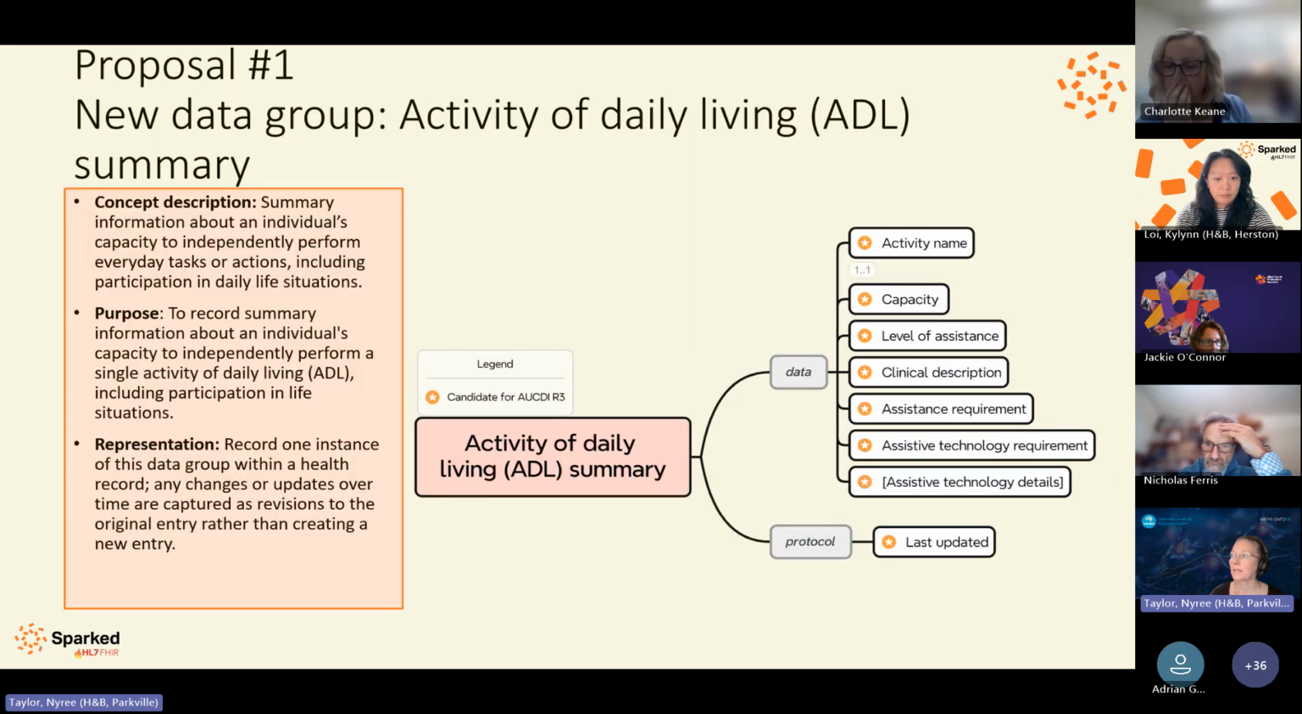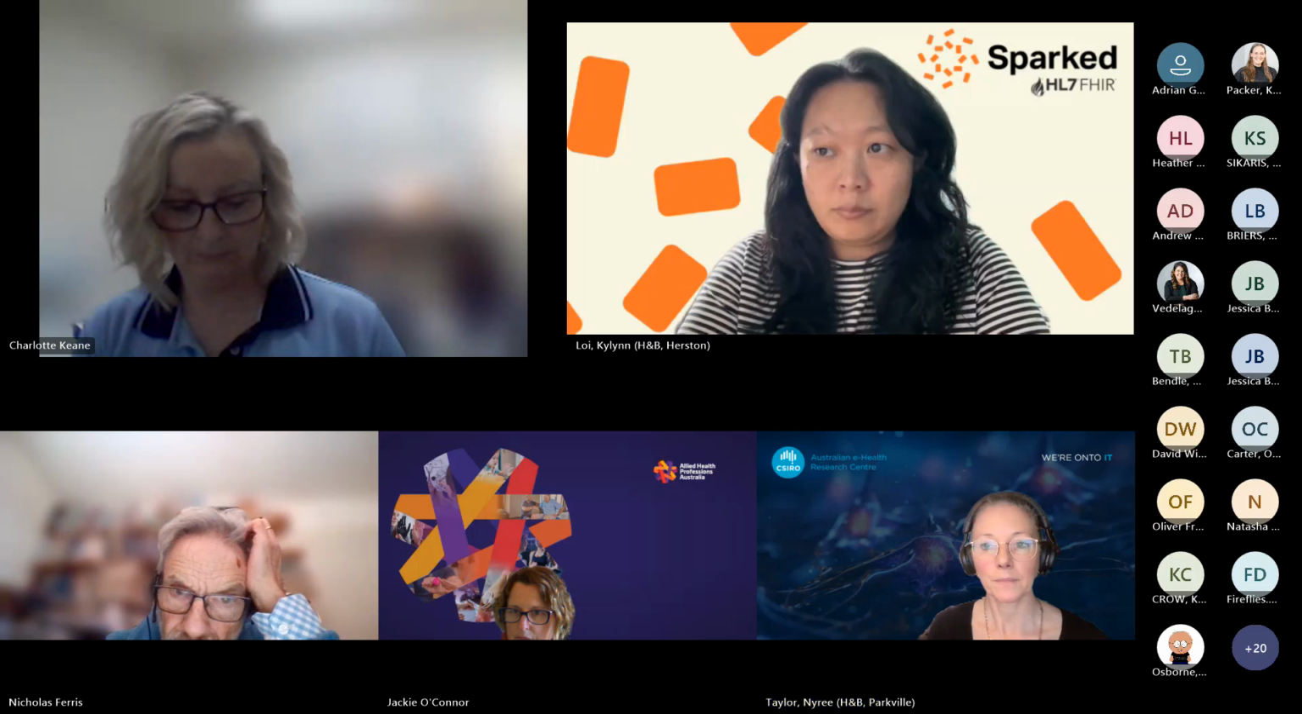And what I'd like to do next is put this up as a proposal, and we're going to jump to a Menti. So this is similar to what we did last CDG. We've got the concept description, we've got the activity of daily living summary data group with the data elements on the right-hand side. All of those data elements with the white star and the orange background are potential candidates for AUCDI R3. And we'd just like to jump to the Menti.